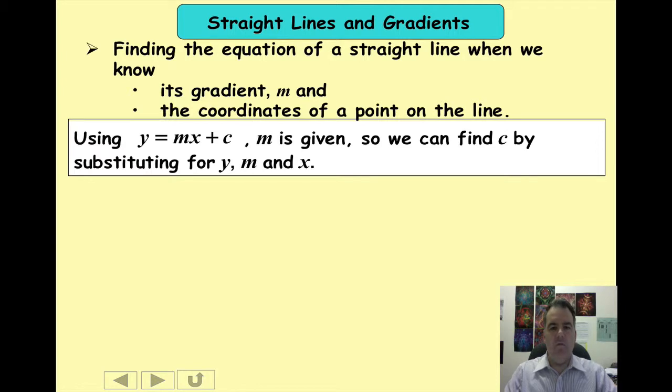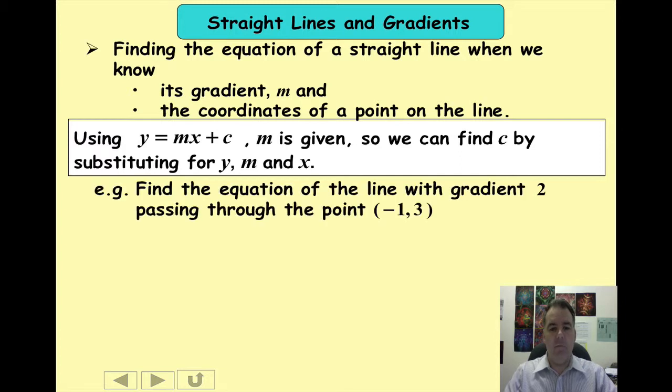You may need to find out the equation of a straight line when you're given the gradient and the coordinates of a point on the line. So for example, what's the equation of the line with gradient 2 passing through the point (-1, 3)?